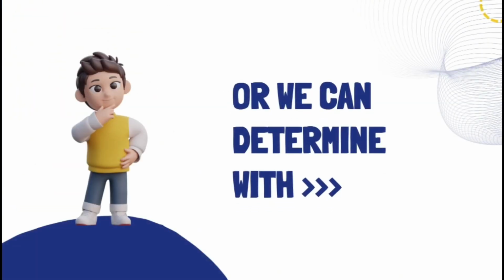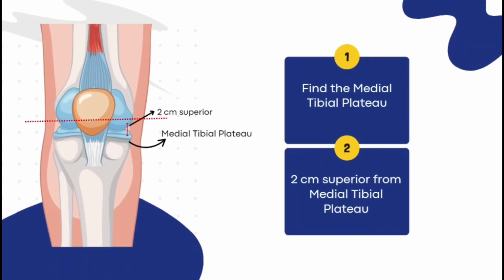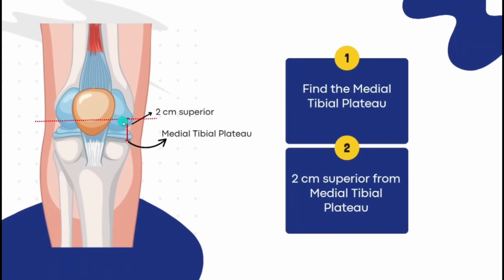Or we can determine it the same way, with the patient still in sitting position. You find the medial tibial plateau and then go 2 centimeters superior from the medial tibial plateau. And this is for the placement of the knee joint axis for the anterior part.